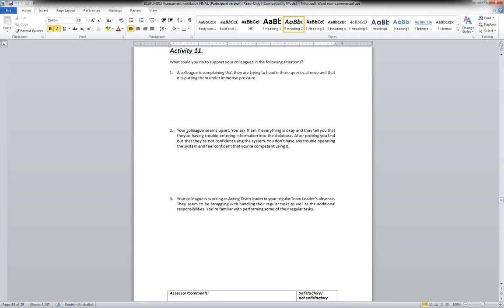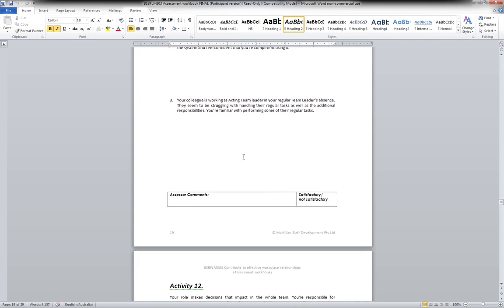Activity 11. What could you do to support your colleagues in the following situation? A colleague is complaining that they're trying to handle 3 queries at once, and that is putting them under immense pressure. How would you handle that? Scenario 2: your colleague seems upset. You ask them if everything is okay, and they tell you that they're having trouble entering information into the database. After probing, you find out that they're not confident using the system. You don't have any trouble operating the system, and you feel confident that you're competent at using it. That's a really great opportunity for coaching or buddying.